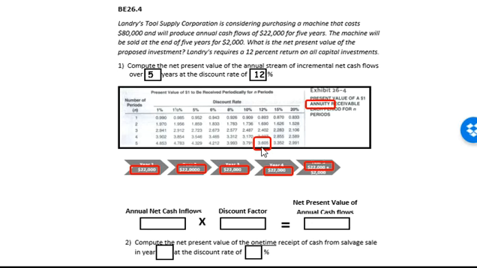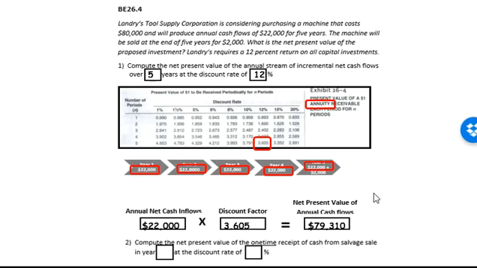In this case, the discount rate comes out to 3.605. Okay, we're told our annual cash flows are going to be $22,000 over the 5 years. Our discount factor is 3.605. And when we multiply the $22,000 times the 3.605, we end up with net present value of our annual cash flows of $79,310. Now that refers to our annual cash flows.